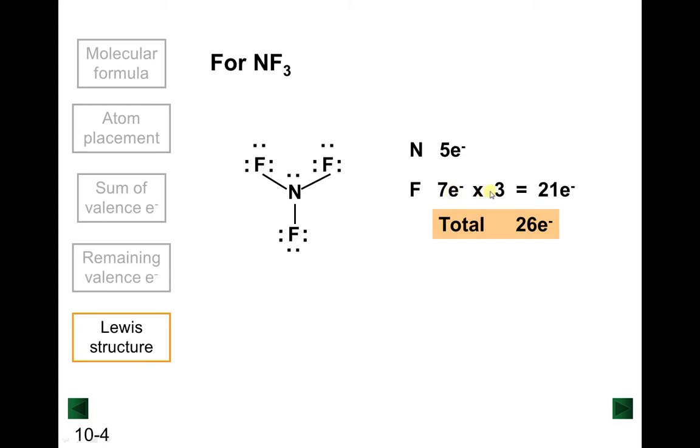And since you have 3 fluorine atoms, 7 times 3 will give you 21 valence electrons for the 3 fluorine atoms. And if you add that to the 5 valence electrons of nitrogen, that would give you 26 valence electrons all in all. Now we've added 3 bonds, and each bond corresponds to 2 electrons. So 2 times 3 will give you 6. Then 26 minus the 6 electrons due to the bonds would give you 20 electrons left that are unaccounted for.